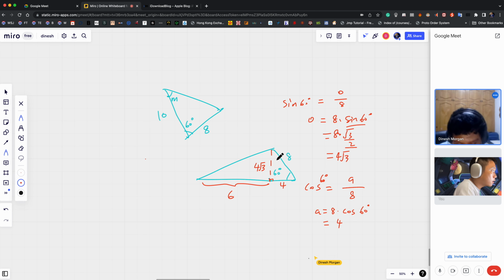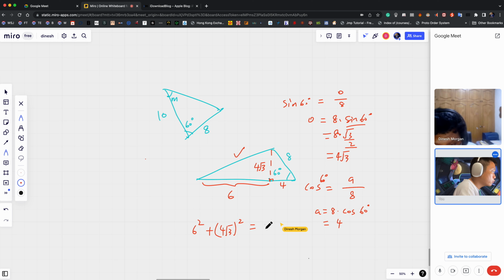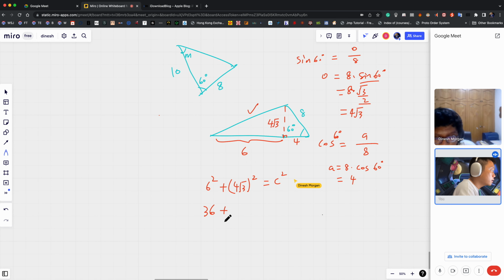Yeah. So therefore you can continue to use the Pythagoras theorem to get this one already, which is 6 squared plus 4 square root 3 squared is equal to this one, C squared, right? So this is 36. This one is 16. 16 times 3 is 48. So this is 84, and then this is C squared. So C is equal to, of course, I need to reject the negative one. So negative square root 84, reject. So this is square root 84.